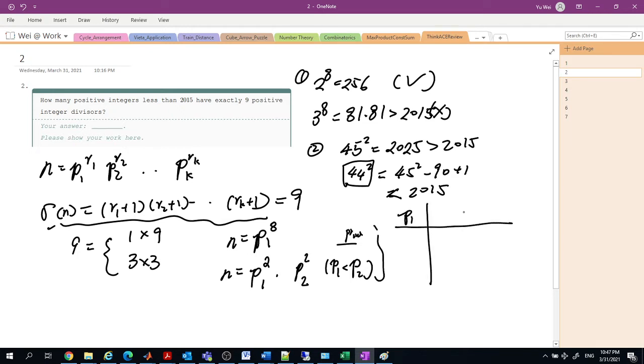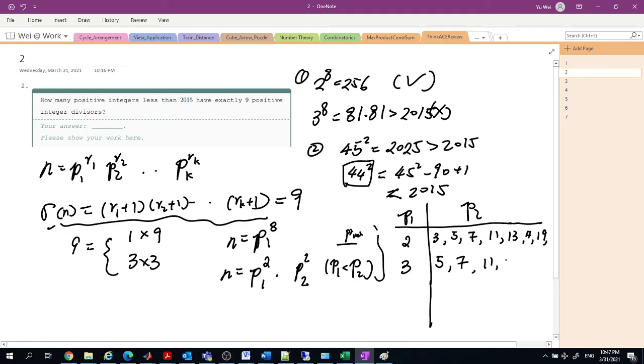So for p1 and p2: if p1 is 2, p2 can be 3, 5, 7, 11, 13, 17, and 19. If p1 is 3, we have 5, 7, 11, then 13. If p1 is 5, we have 7.